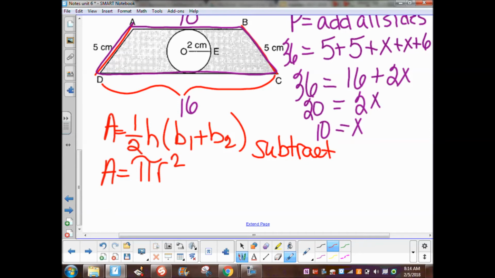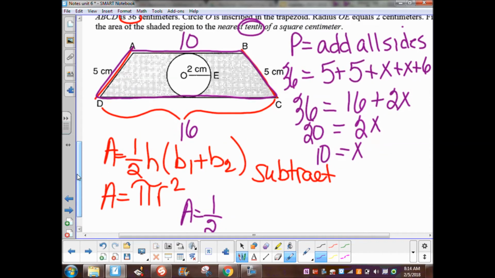So let's go with the area of the trapezoid. Area equals 1/2. What's the height of the trapezoid? Maya, is it 4? She says, is it 4? Can somebody confirm that it's 4 and know why it might be 4? Somebody other than Maya.